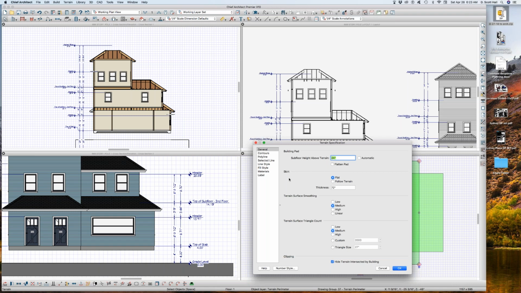That's 24 inches. I don't even know what that's referring to. What is that doing? Subfloor height above terrain.